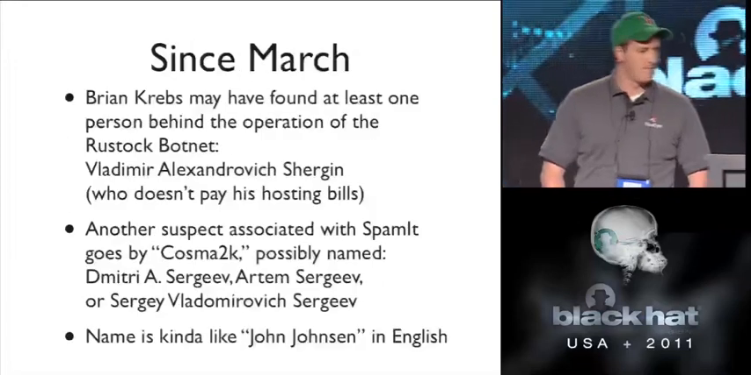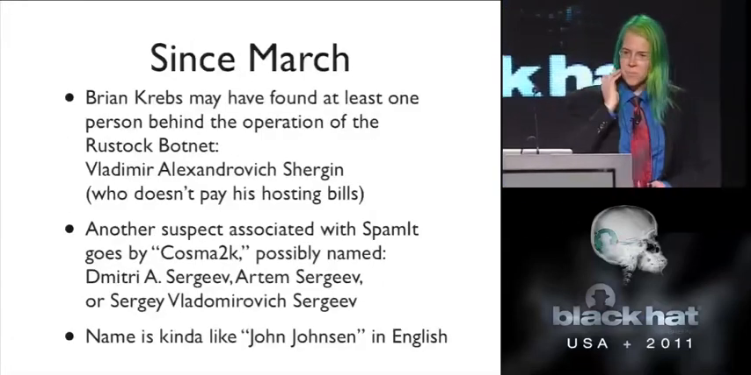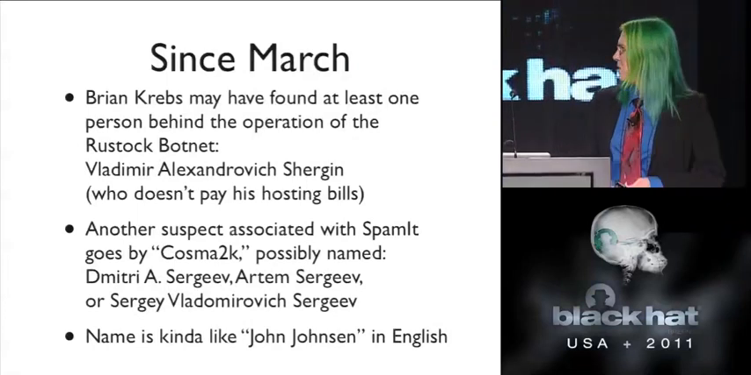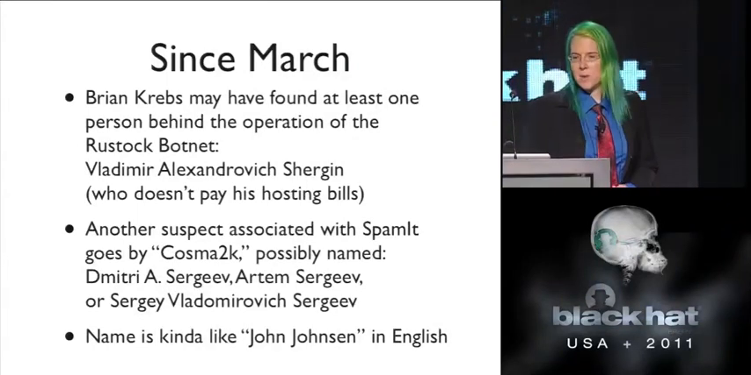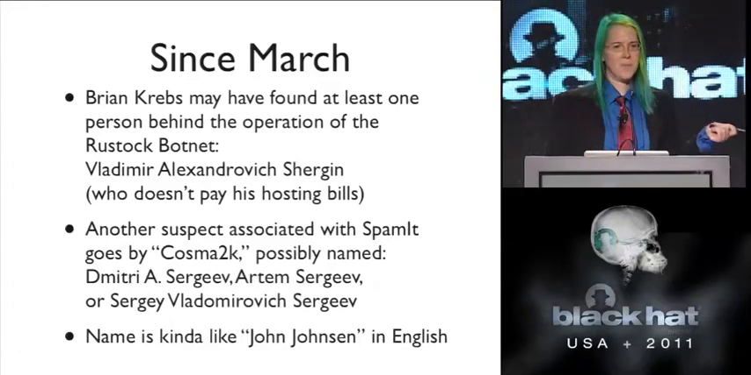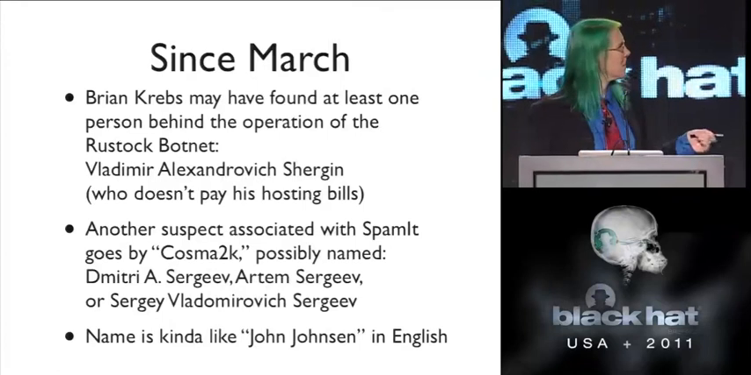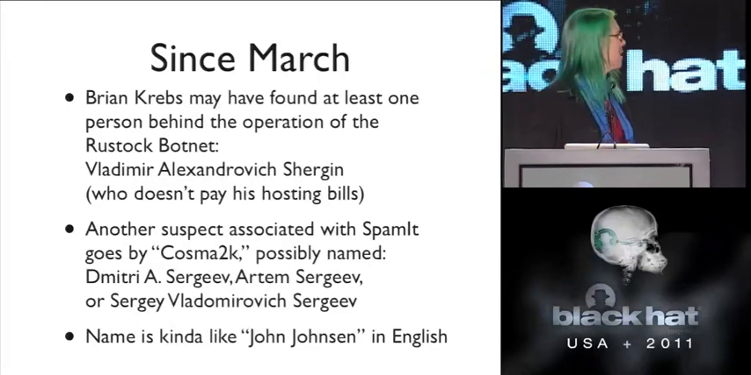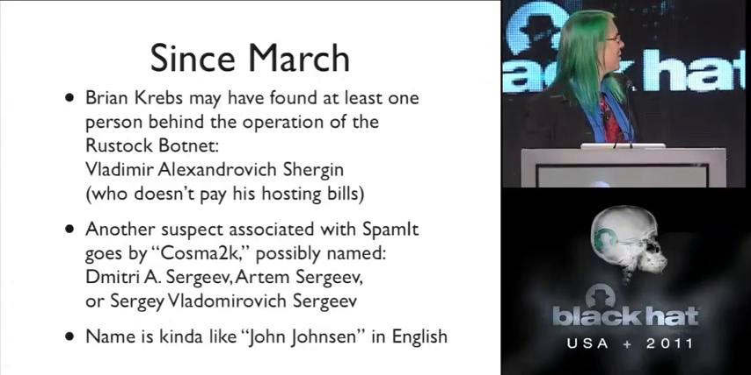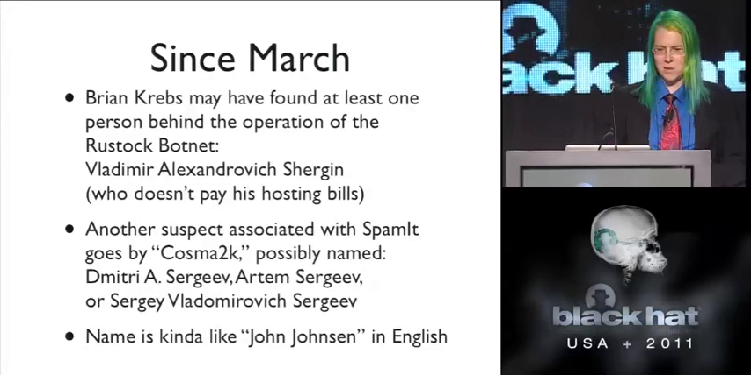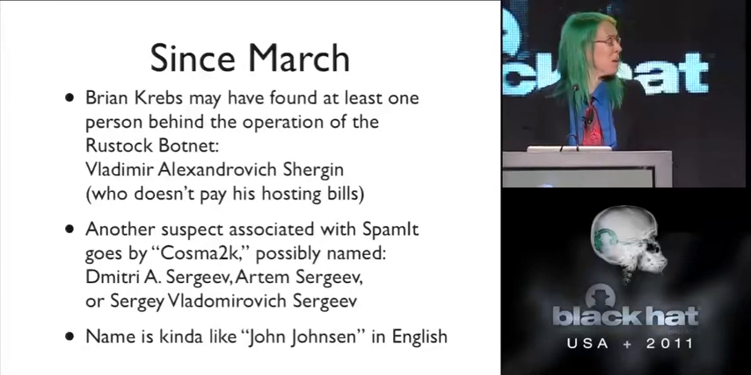Right. So since March, there's a couple of suspects that were pulled from the Spamcop database, actually, that was leaked. Cosma2k is apparently the handle, but the name behind it may or may not be Dmitry Sergeyev, or one of these other ones, or Sergei Sergeyev, which is like John Johansson in English. It's a fairly common name too, so it's sort of like going after somebody named John Smith.